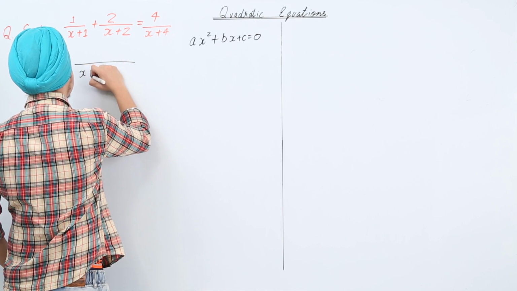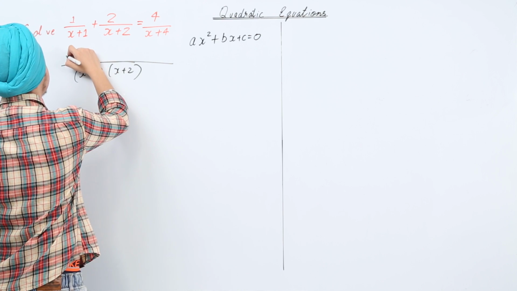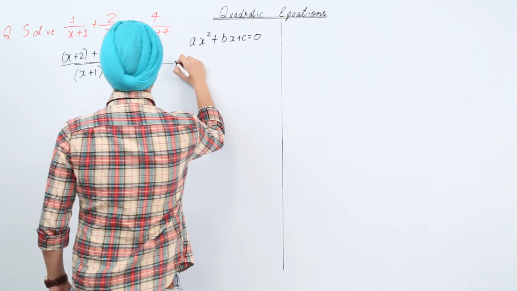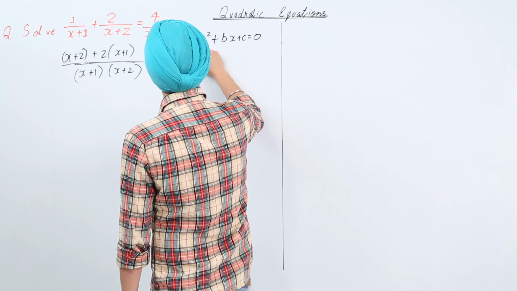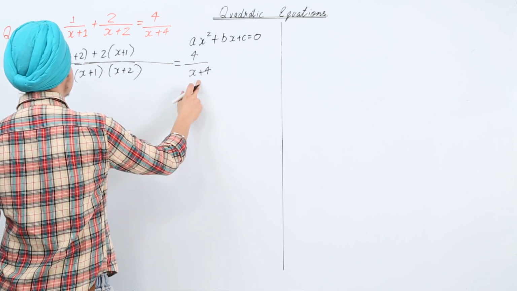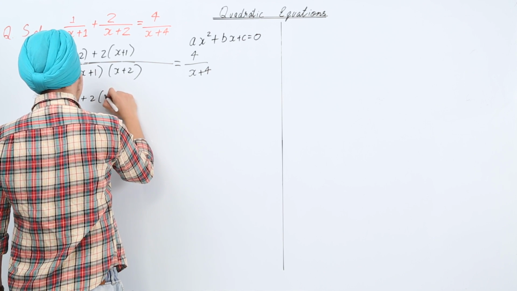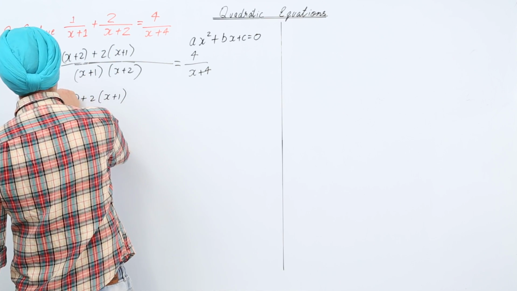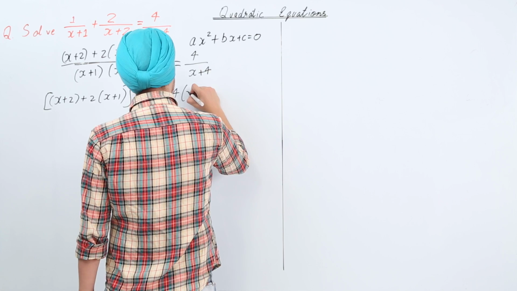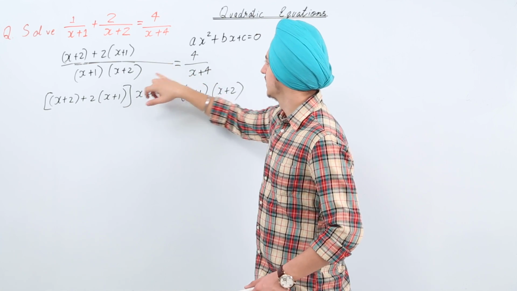The LCM comes out to be x plus 1 into x plus 2. This is the LCM, and the numerator comes out to be x plus 2 plus 2 into x plus 1, equal to 4 upon x plus 4. Now taking this to this side and this to this side, we get x plus 2 plus 2 into x plus 1, and this whole should be multiplied with x plus 4 equal to 4 into x plus 1 into x plus 2. I just took this to this side and this to this side.